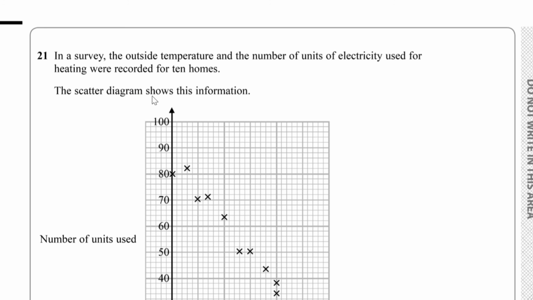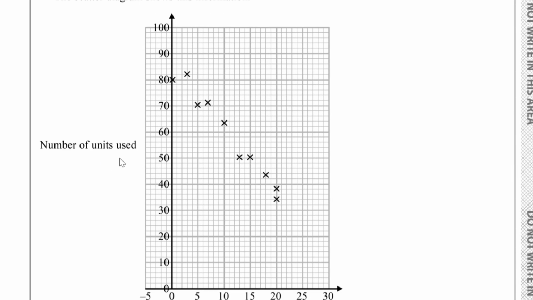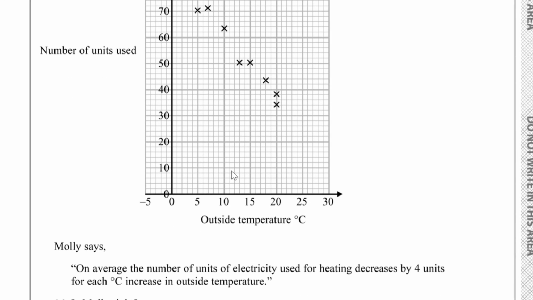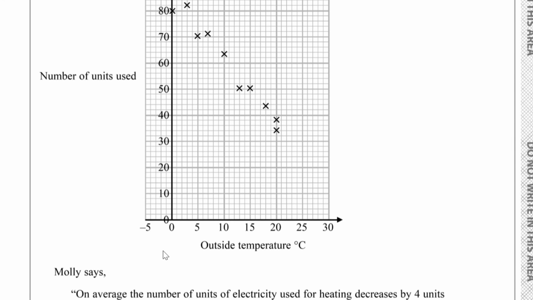Question number 21. In a survey, the outside temperature and the number of units of electricity used for heating were recorded for 10 homes. The scattered diagram shows this information. We've got the outside temperature in degrees C and the number of units used. Molly says, on average, the number of units of electricity used for heating decreases by 4 units for each degree C increase in outside temperature. Is Molly right? Show how you get your answer.